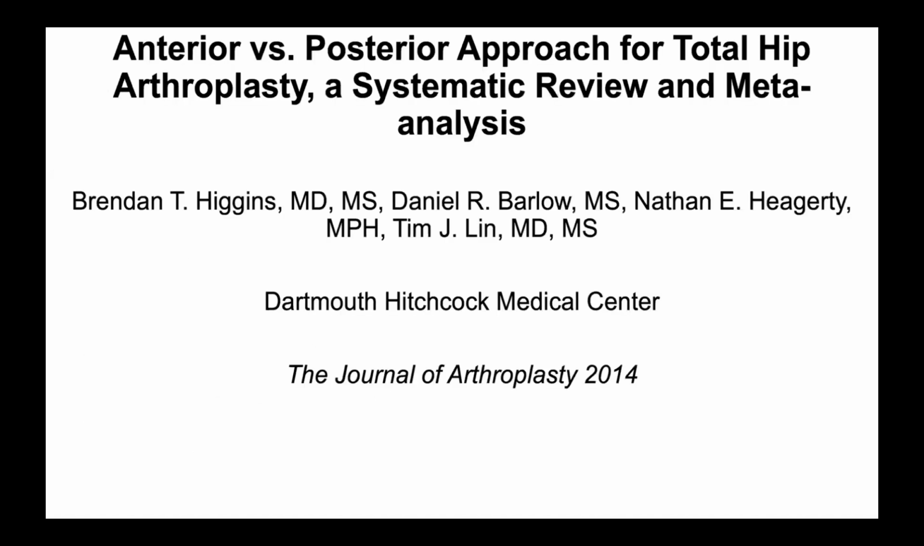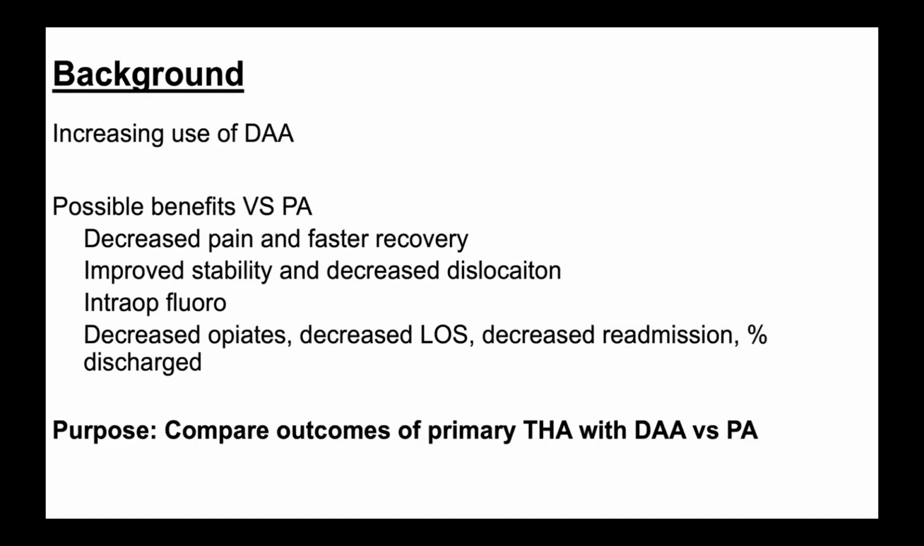Awesome. All right, everybody. This is Hassan coming from Chicago, here at Loyola. I'm going to be talking about this next article we had. We picked this one: anterior versus posterior approach for total hip arthroplasty, a systematic review and meta-analysis. This is a paper out of Dartmouth by the group Lin, published in the Journal of Arthroplasty in 2014.